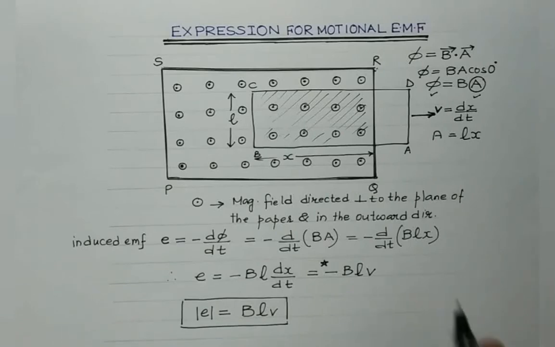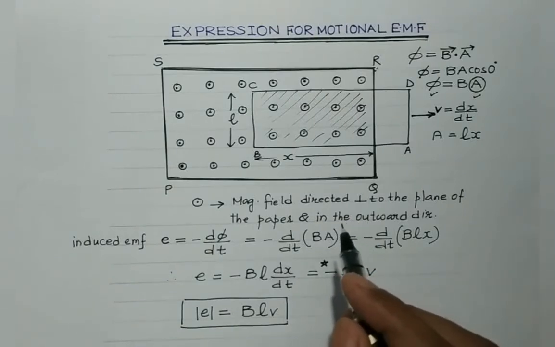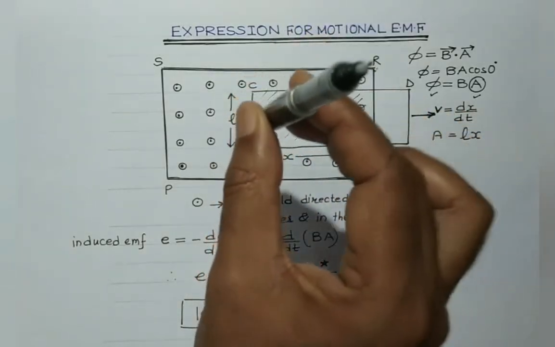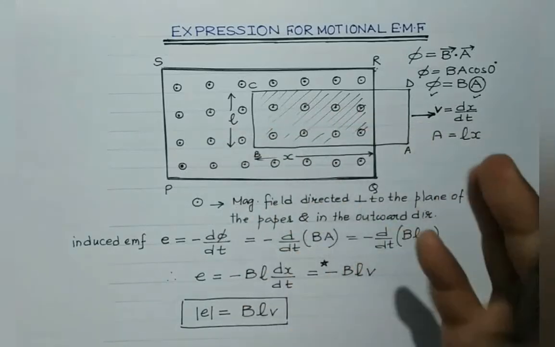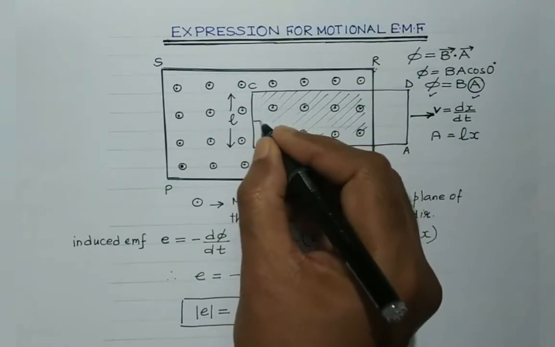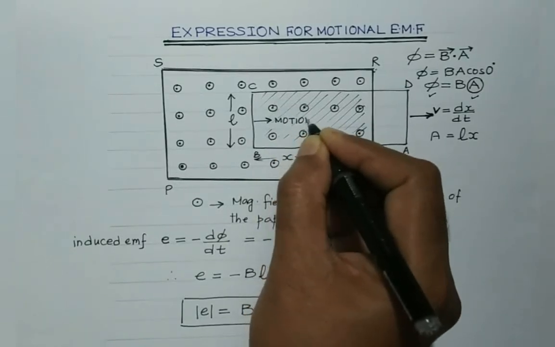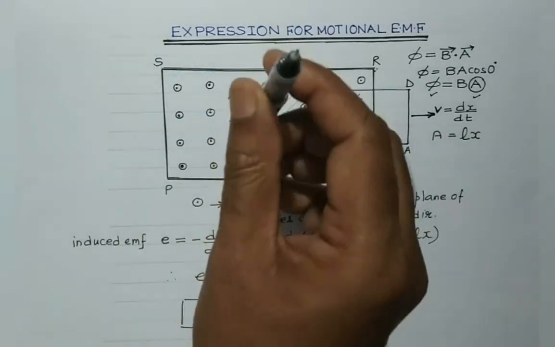Now students, let's find out the direction of the induced current in the coil. Now here, in order to find out the direction of the induced current, we have to make use of Fleming's right hand rule, isn't it? So, this is the direction of the magnetic field in the outward direction. This is the direction of motion of the conductor, right? This is the direction along which the loop is made to move, and this is the direction of the magnetic field.